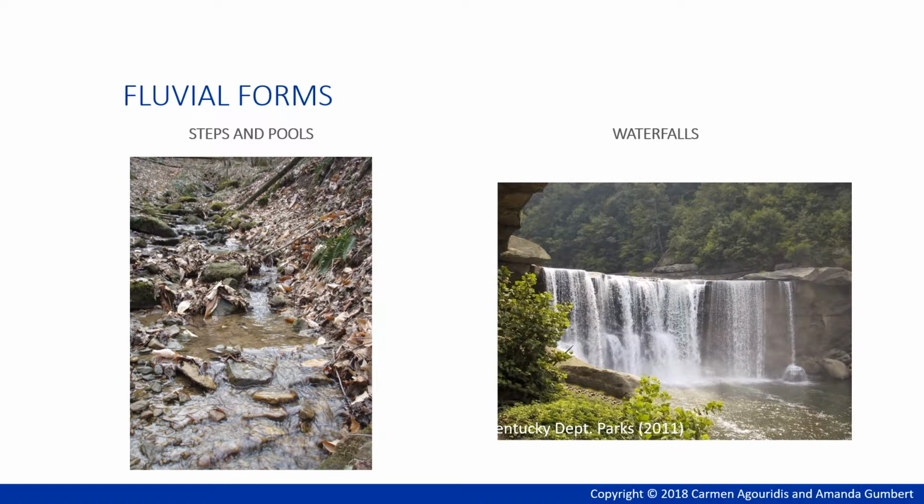Other fluvial forms of interest are steps and pools, as seen in the photo on the left, and waterfalls as seen in the photo on the right. The step-pool sequence is a common occurrence in streams with slopes greater than 4%. Think of steps and pools somewhat like the steps in your house. The steps are usually comprised of larger material such as cobbles and boulders, which can span the width of the channel. These steps separate the upstream backwater pool from the downstream plunge pool. Fine sediments and organic matter tend to accumulate in the pools and behind the steps.